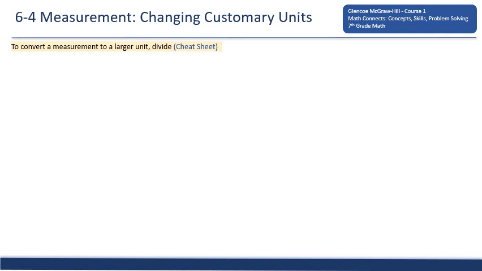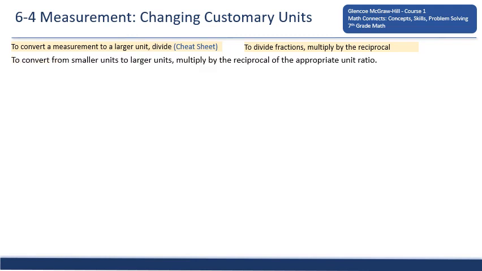To convert a measurement to a larger unit, divide. To divide fractions, we multiply by the reciprocal. To convert from smaller units to larger units, multiply by the reciprocal of the appropriate unit ratio. Examples: convert smaller units to larger units.